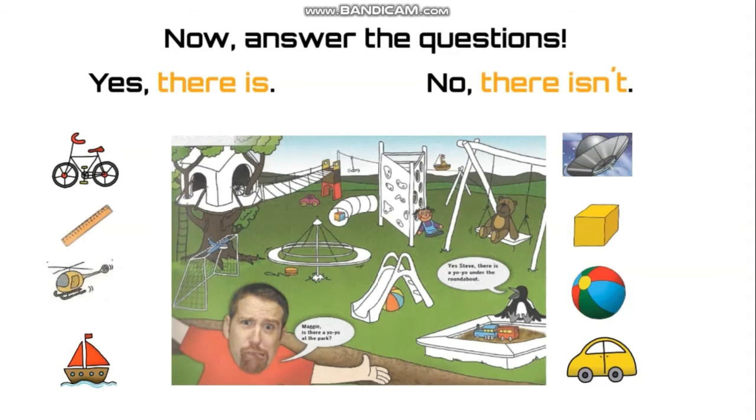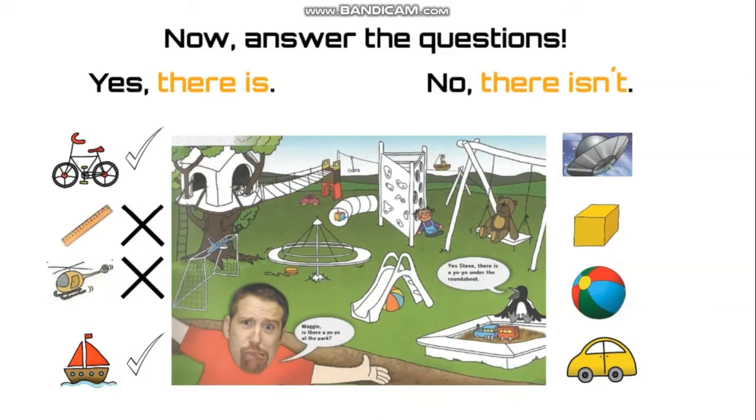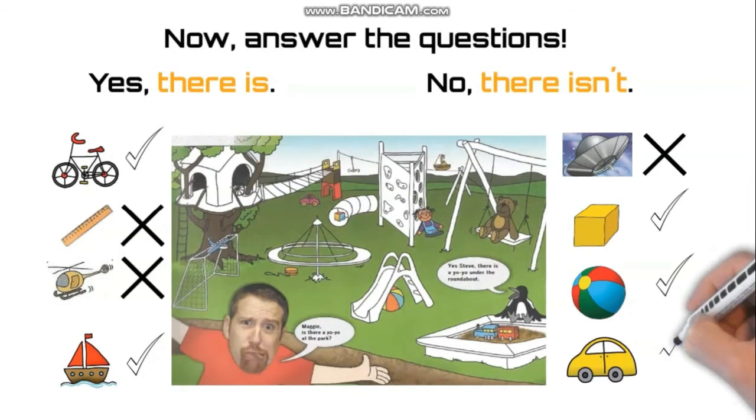So let's take a look at the picture again. You can see the picture for yourselves and let's see the answers. So is there a bike? Yes, there is. Is there a ruler? No, there isn't. Is there a helicopter? No, there isn't. Is there a boat? Yes, there is. Is there a UFO? No, there isn't. Is there a block? Yes, there is. Is there a ball? Yes, there is. And is there a car? Yes, there is. The car is under the bridge, or the bike, for example, is in the treehouse.